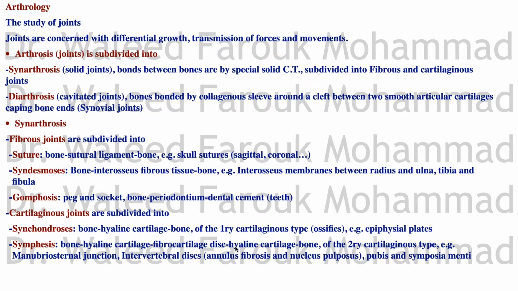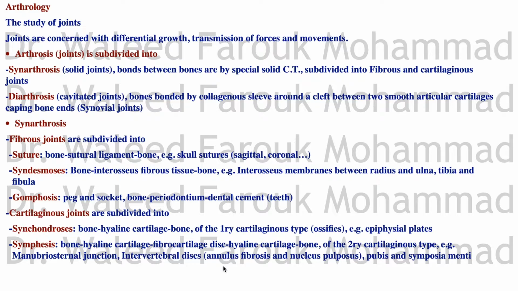The symphysis type is composed of bone, hyaline cartilage on top of the bone, then a piece of fibrocartilaginous disc between the two hyaline cartilages, hyaline cartilage again that belongs to the other bone, then the other bone. So it's bone, hyaline cartilage, fibrocartilage, hyaline cartilage, and bone. They are of the secondary cartilaginous type.